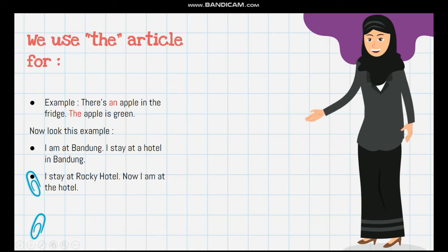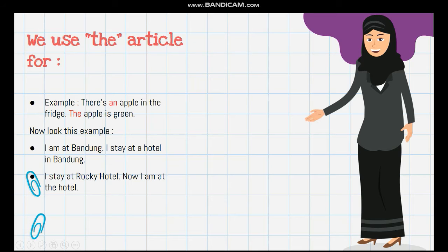So in this case, apple starts with a vowel sound, vowel A. That's why I'm saying "thee apple", not "thuh apple". Let me give you another example. Orange. Do you know orange, right? Do you like orange? So I will say "thee orange", not "thuh orange". So every word which starts with a vowel and has a vowel sound, we must pronounce it "thee apple" or "thee orange", not "thuh apple" or "thuh orange".